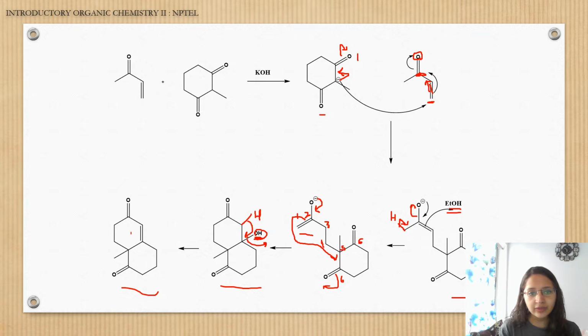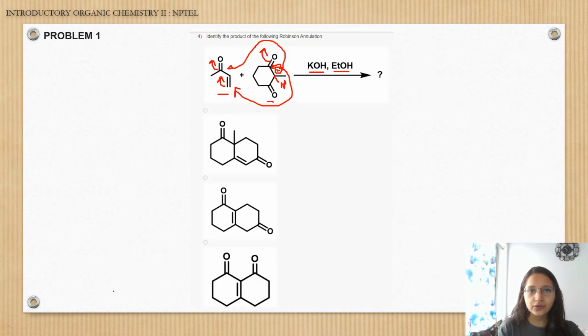As you can see, this alpha beta unsaturated ketone is far more energetically favored, as it is very much stabilized because of the conjugation. That is why it is the driving force of the dehydration. So this is how this kind of product is getting generated. Can you tell me which is the correct answer among the three?